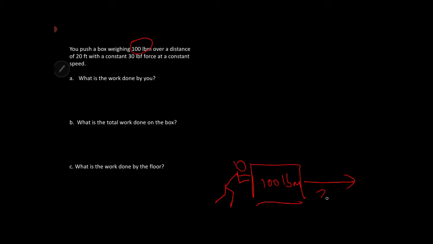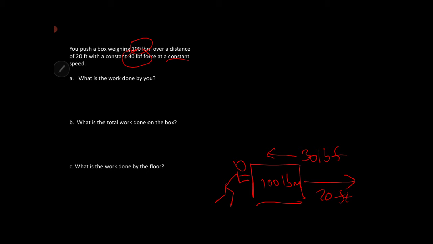Okay, so now we're going to look at an example of work. We'll use sort of the simplest thing you can use as an example, which is maybe you pushing a box over some distance. So it's going to be a 100-pound box. So it's probably not quite that big. I'm going to push it 20 feet. And you're going to go at a constant speed, and there's going to be a 30-pound force resisting you.